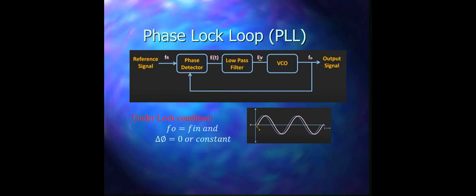Under lock condition, there may be no phase difference, or we can say the two waveforms should have a constant phase difference. So this is the condition under lock: F naught is equal to Fi, where F naught is the output frequency and Fi is the reference or input signal frequency, and the phase difference is 0, or we can say constant. In this waveform you see it has a constant phase difference.